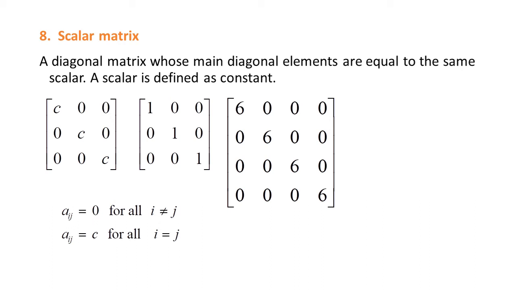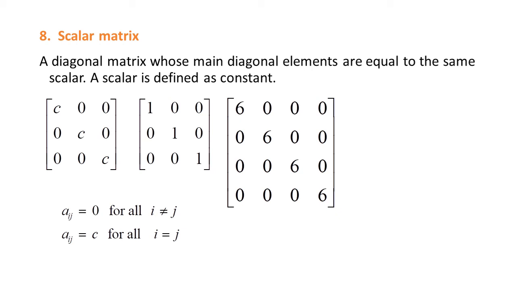The first example, we see it is a square matrix. In the square matrix, you see the diagonal is C, C, C. C is some constant, it can be any number. But all of them are C. It is the same number. So it is an example for a scalar matrix.